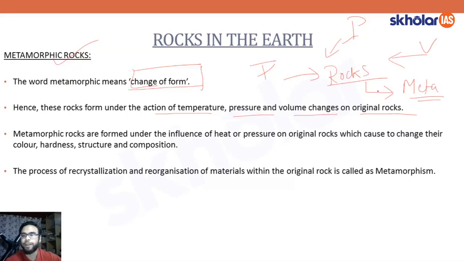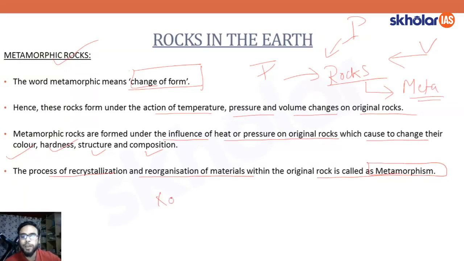Understood till now? Fine. So metamorphic rocks are formed under the influence of heat or pressure on original rocks, which causes a change in their color, hardness, structure and composition. So rocks, when they come under the influence of heat and pressure, result in the formation of metamorphic rocks, with change in their color, hardness, structure and composition. Fine. So the process of recrystallization and reorganization of materials within the original rock is called metamorphism.